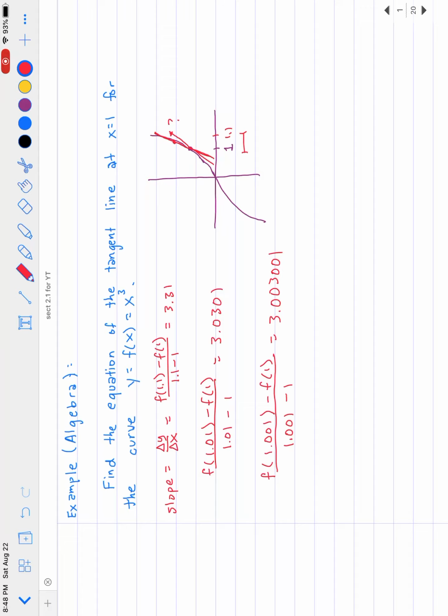Now, we can do this as often as you need to. But the idea here is that sooner or later, you're going to notice a pattern. And that pattern is that the number is getting closer and closer to a finite value. And that finite value is going to be our tangent slope. Judging from what I'm seeing right here, it looks like the number is getting closer and closer to 3, because it's decreasing, but to a point where it doesn't go below 3.